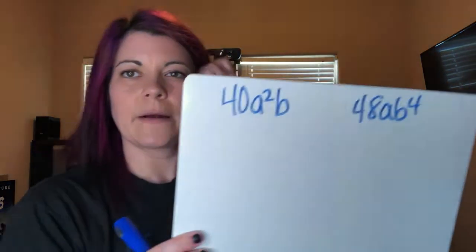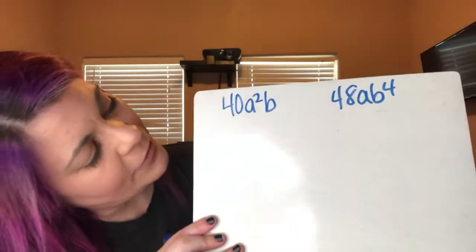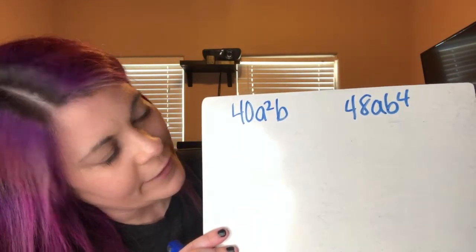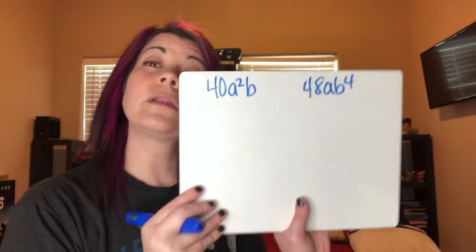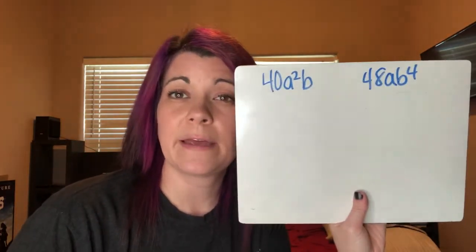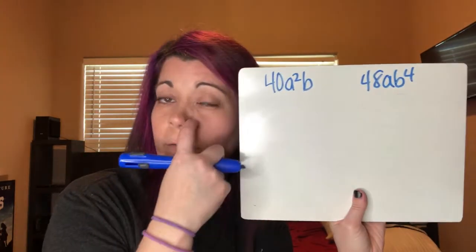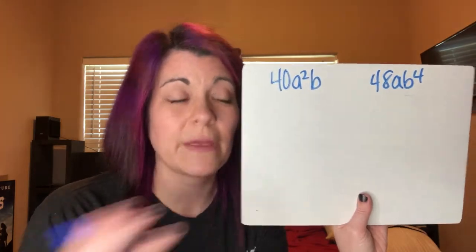Now let's do it for monomials. It's basically the same thing, except monomials have variables. We'll go over how to pick the greatest common factor of variables. But first, let's do this one: 40a squared b and 48ab to the 4th. What you want to do first is just like what we normally did. We want to take 40 and 48 and find the greatest common factor of that.